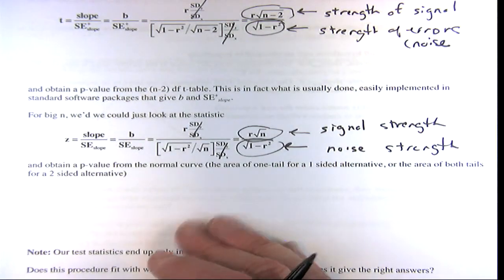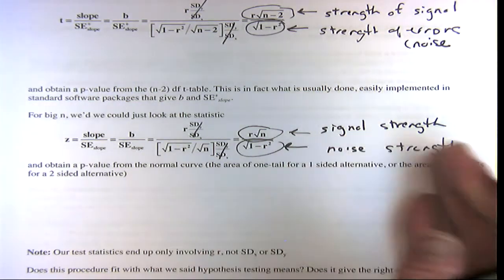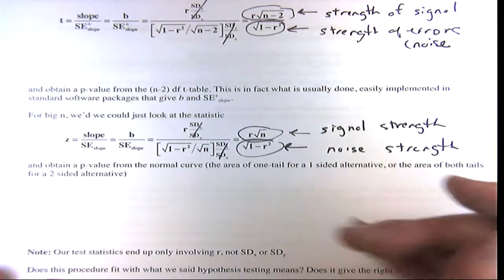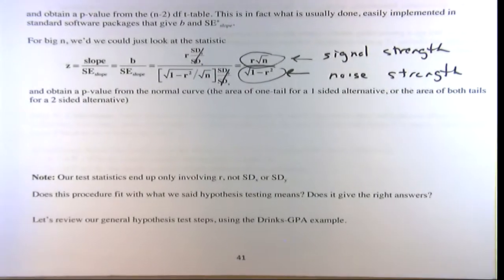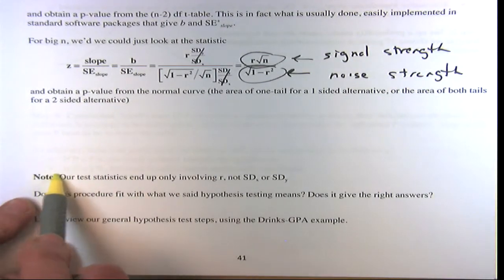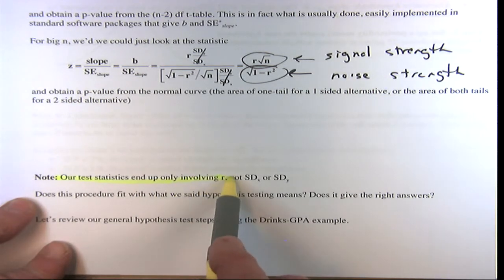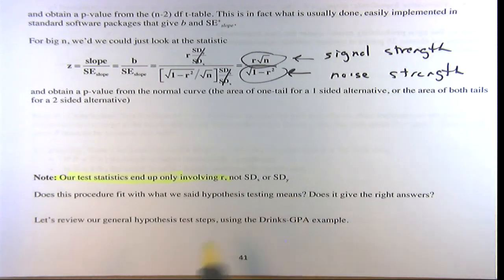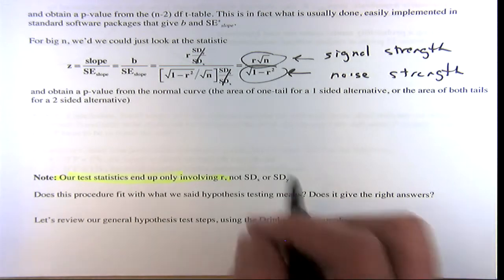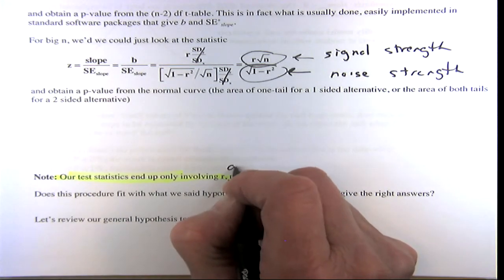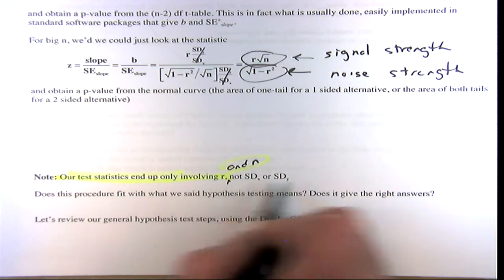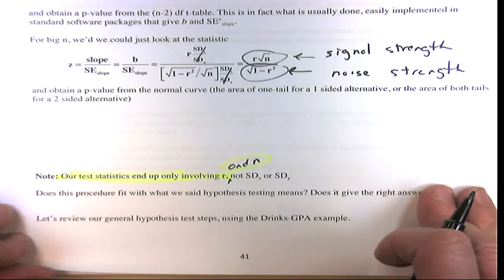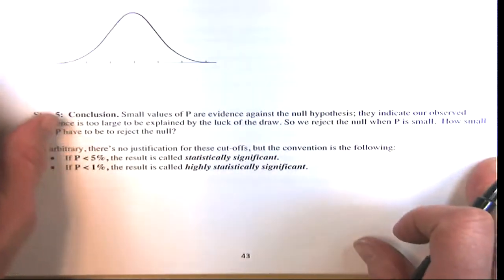So then we obtain a p-value, look at how far out that is, and assess whether to reject the null or not. The important point here is that our test statistic ends up involving only r and n, not SD or DX.